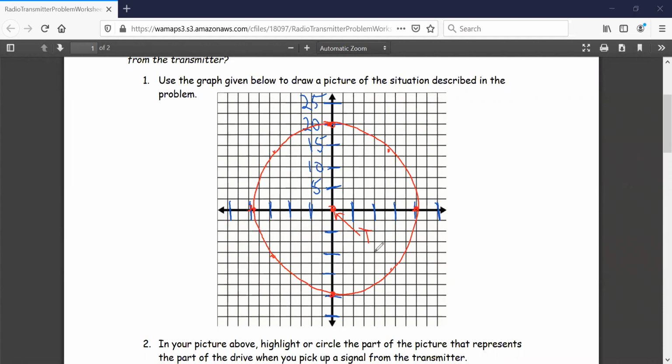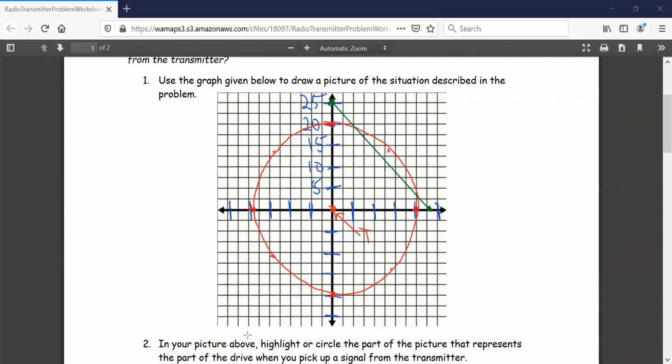And notice that the circle there is the boundary of where it can be picked up, but inside of that you would also get a signal from the radio transmitter. Okay, and the next part. We're driving along a straight line from a city 25 miles north. So we're starting, say, up here, 25 miles directly north, to a second city 23 miles directly east. So that would be over here somewhere. And again, we're told we're doing this in a straight line. So that green line I just drew would be the path of the car or the vehicle.